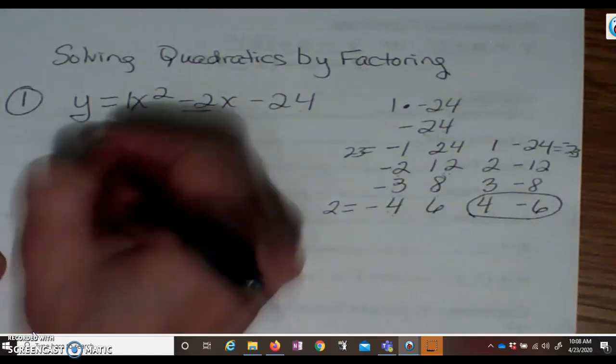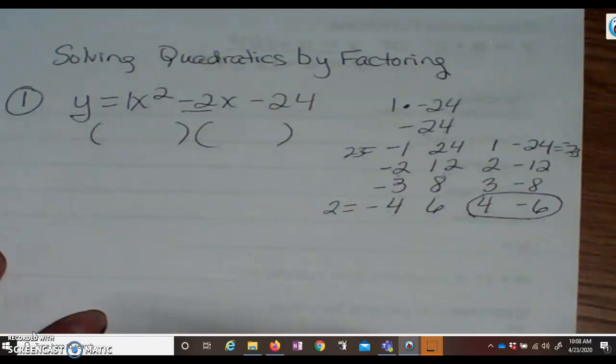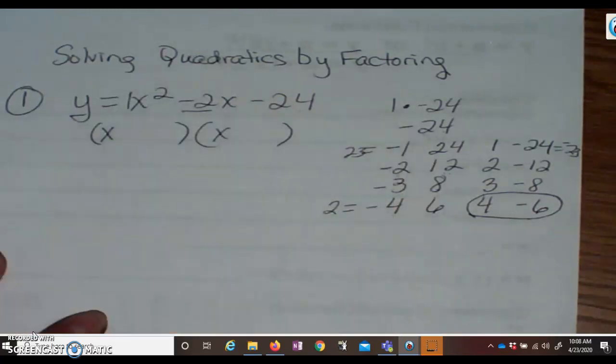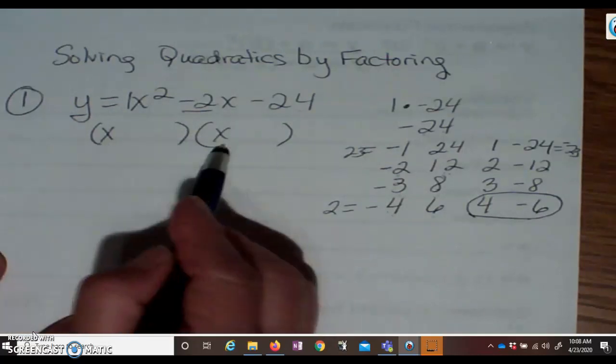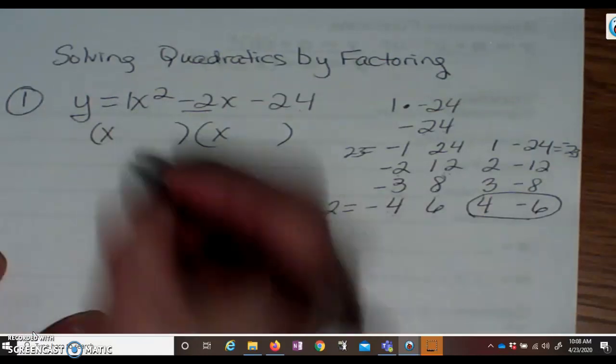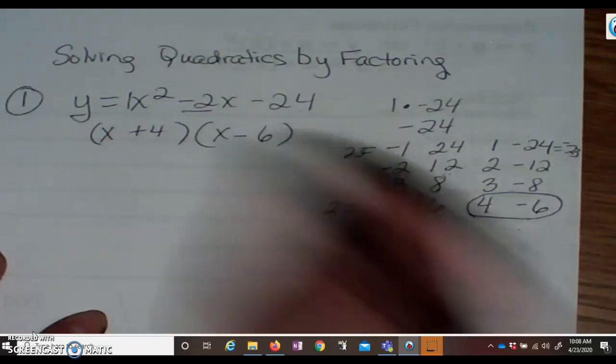All right, so now I'm going to do a set of parentheses, and I'm going to put the x in there. You usually just put whatever your variable is. Just one of them, not your x squared, because x times x is going to give us our x squared. All right, then I'm going to put my positive 4 in one parenthesis and my negative 6 in another.